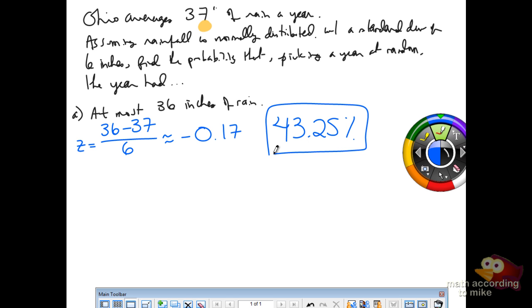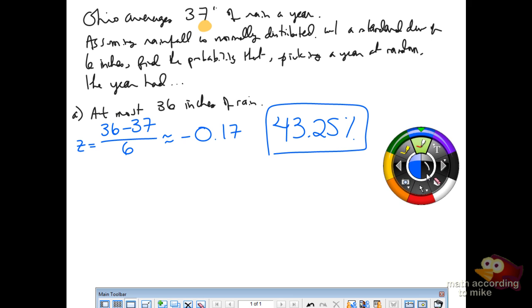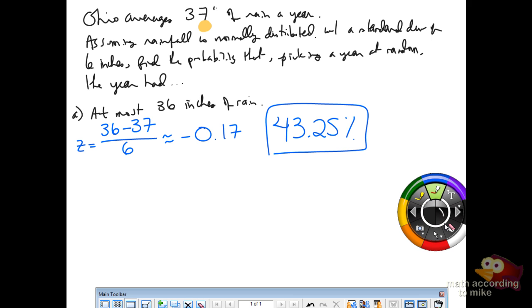All right, that's pretty much this section. Let's do 3 more parts. Part B, at least 25 inches of rain.